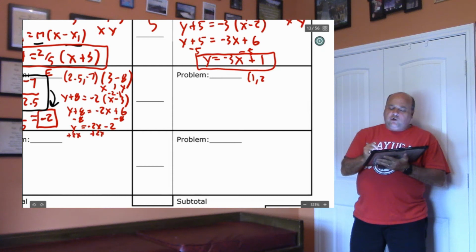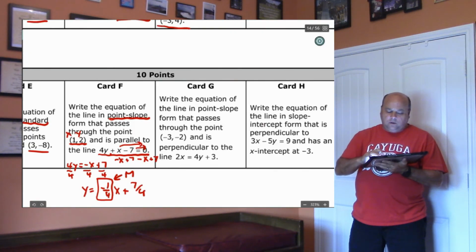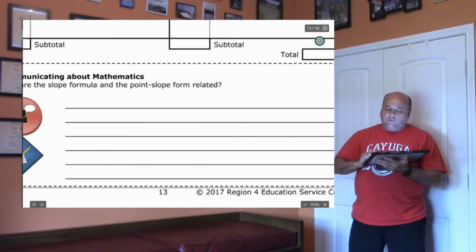So 1, 2 is my point. And m equals 1 over 4, right? Or is it -1 over 4? -1 over 4.